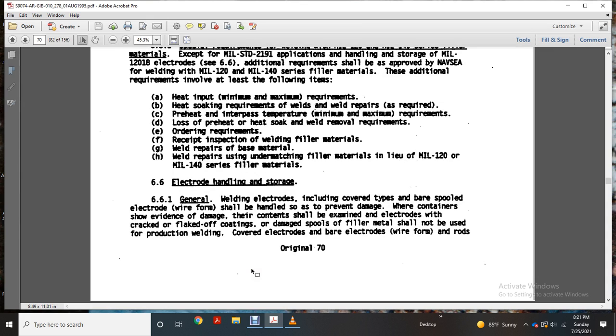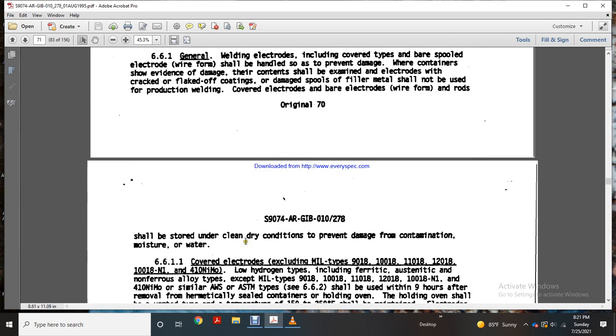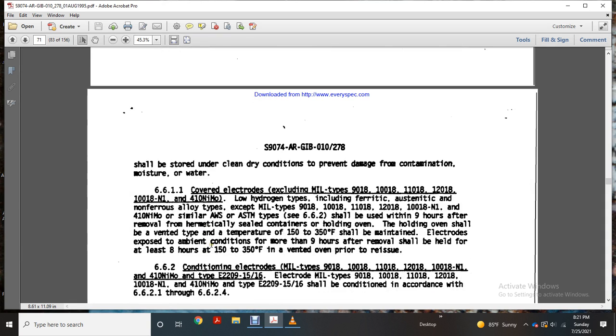Electrode handling and storage. General welding electrode and spool covers, the type of bare spool with electrode wire, shall be handled to prevent damage or wear. Containers that show evidence of damage shall have their contents examined. Electrodes with cracked and flaked off coatings, or damaged spools of filler metal, should not be used for production welds. Covered electrode and bare electrode wire and rods will be stored under clean, dry conditions to prevent damage from contamination and moisture.